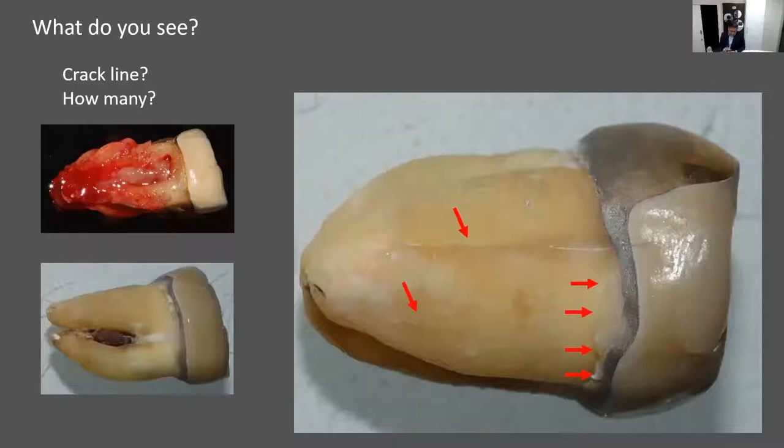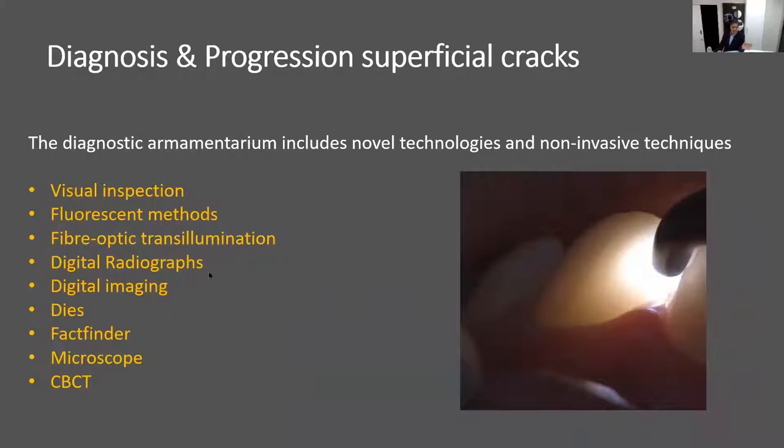What I find most of the time is that if we understand how the crack propagates, we'll find a way to prevent it. But tooth is an anisotropic material, it's very hard to know which way the crack propagates, although we have many diagnostic tools. But a lot of these diagnostic tools from a prophylactic point of view are basically visual inspection, fluorescence, fiber optic, digital radiographs and imaging, and the common CT actually goes to digital radiograph, but it's separate on its own. You can use dyes and frac finders, loupes, microscopes and cone beam CT.